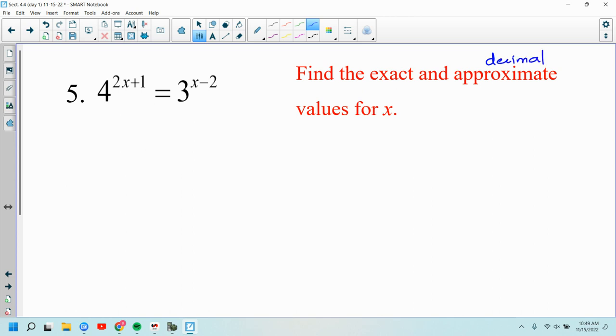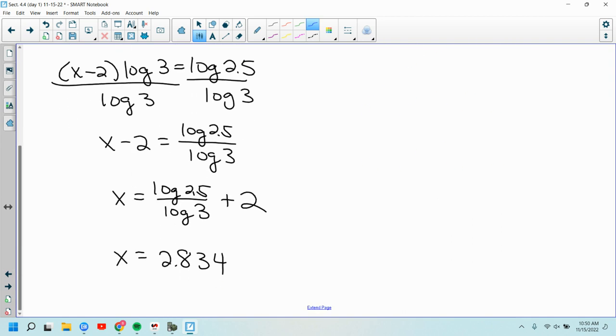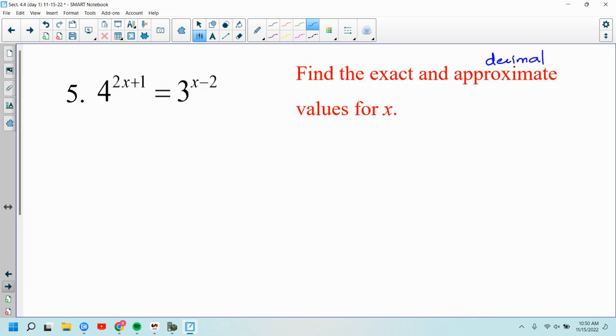Now, I didn't have you do it on that last one, but if it said exact value, you could leave it like this. That's all you could do. That would be the exact value. So it would simplify this all the way down. For one like that, I would leave it, just ask for the decimal. Okay, so we're going to want both.